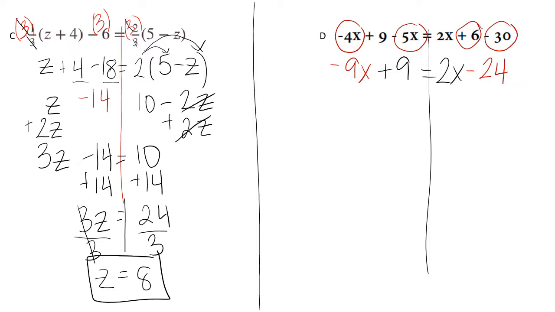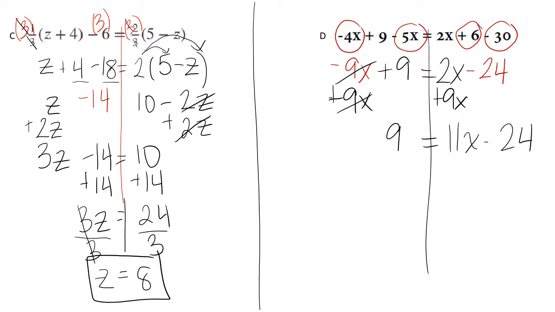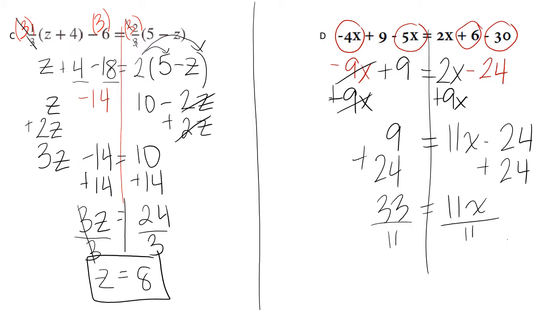All right, my next step is I want to get my variable terms together. So I want to add 9x to both sides. So on this side, I end up with 9 because these cancel. I get 11x minus 24. I want to add my 24 to both sides. So I get 33 equals 11x. Divide by 11, divide by 11. X is equal to 3.